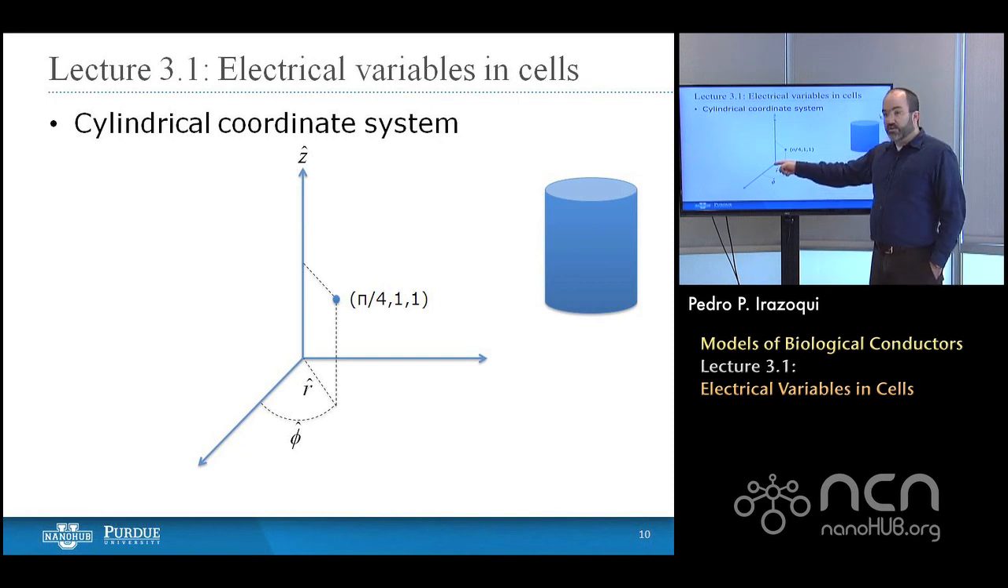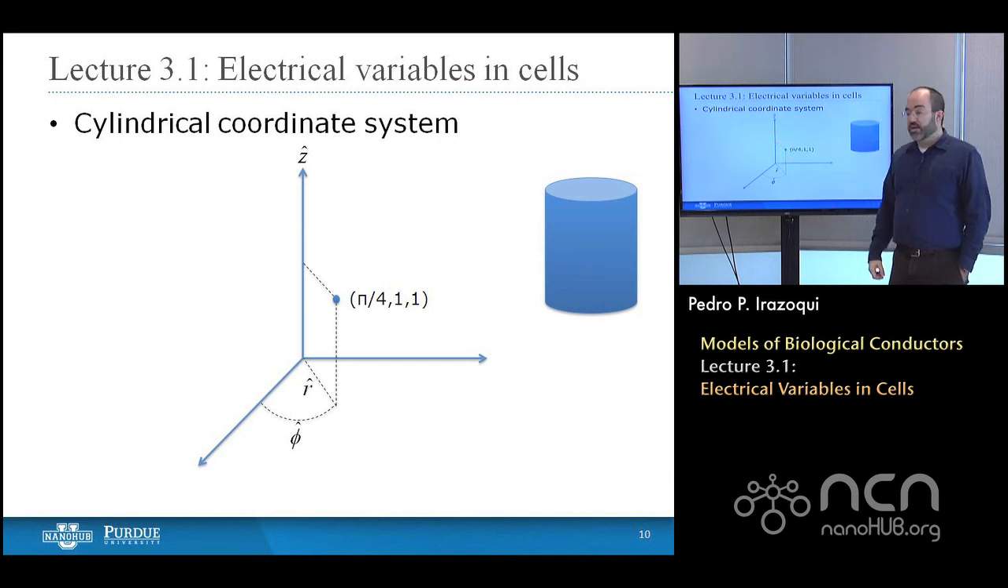R is the radius taken from the origin to that point projected on the xy plane. So it's not directly to the point, it's to that point projected on the xy plane. Another way of thinking about it is that R is the vector taken from the closest point on the z-axis to the point of interest. And then z is just z, same as it is in the Cartesian coordinate system.